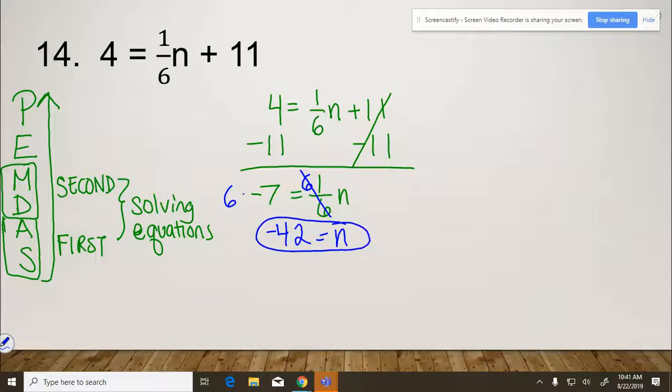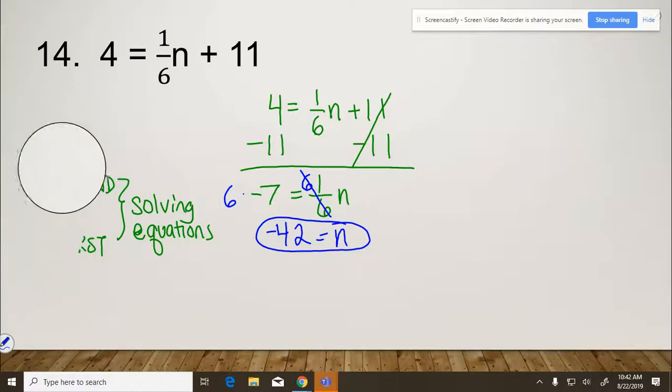So hopefully these are coming back to you from last year, all the way back to last June. You probably did some practice with these types of equations. And we're going to be spending a lot of time doing these equations throughout the year. It should become second nature. All right, let's take a look at another example.